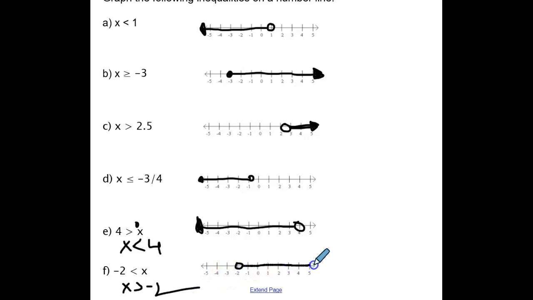Let's check. Pick a number over here. I'll pick 5. I colored in 5. Is negative 2 less than 5? Oh yeah, it works. So it's a way to check, but the way I do it is I write it with the variable first, and then read it out loud to figure out where to shade it in. Okay?